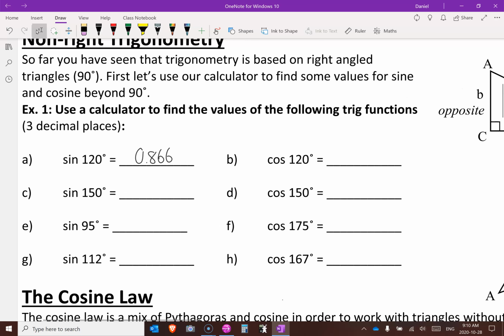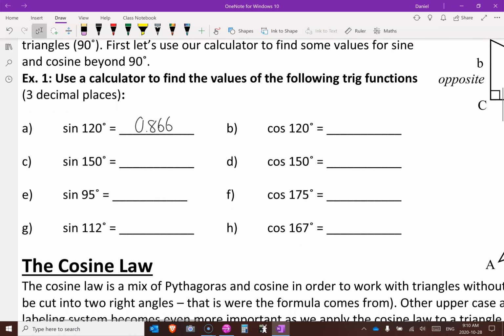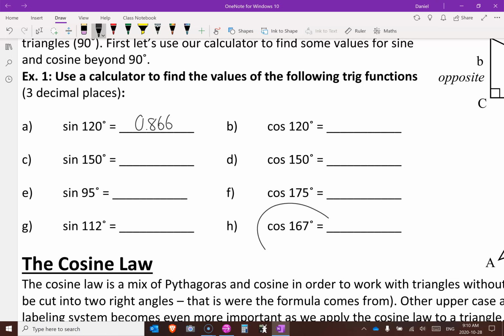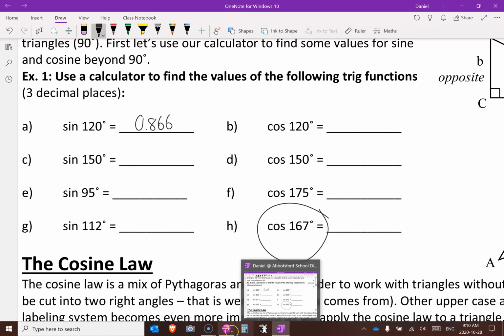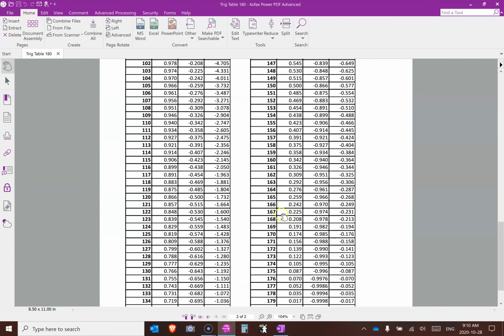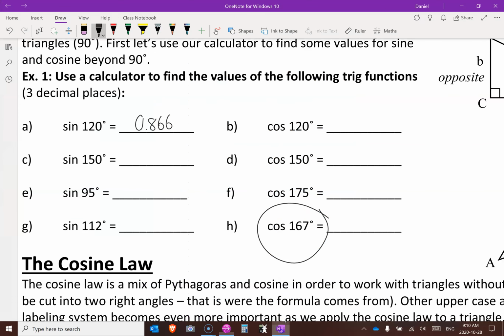I'm actually not going to do all of them. I'll pause the video, I'll fill it all out, but then I'm going to move on. So let me just do one more, like the last one, cos of 167. So go over here, 167, cos is in the middle, so negative 0.974. Okay, so we're going to need to know this stuff for the cosine and sine law, but just looking things up on the table, I don't need to record myself doing that.